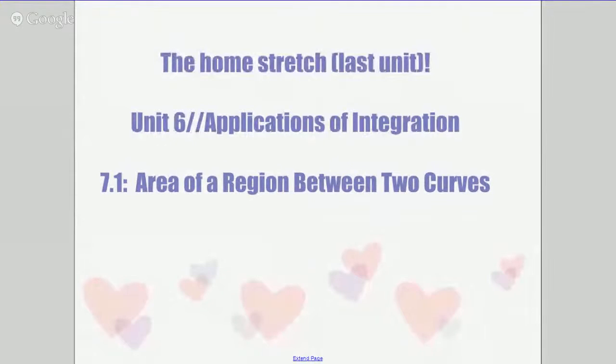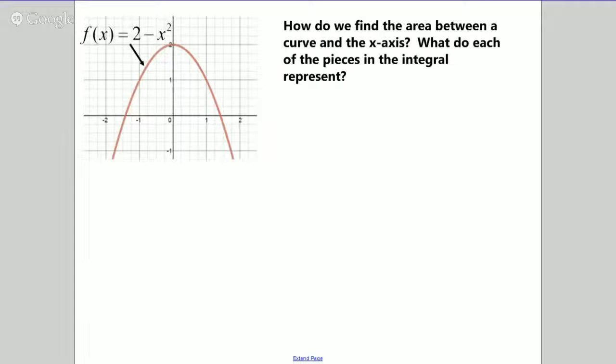We'll be starting Unit 6 today, which is going to be primarily Chapters 7 and 6 in your book. This will be on applications of integration. So we're going to be doing 7.1 today, which is going to be the area of a region between two curves.